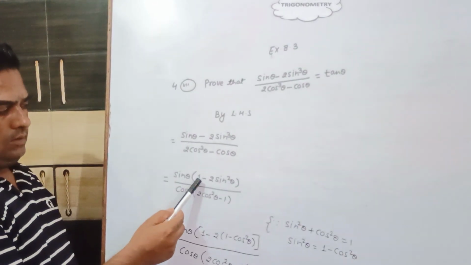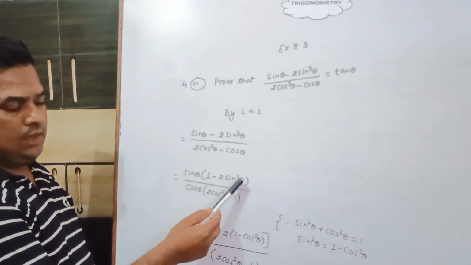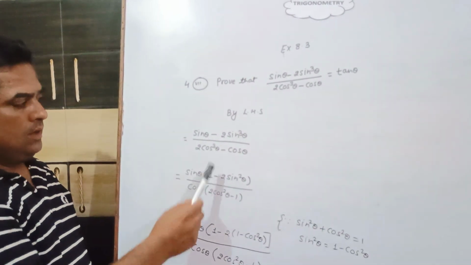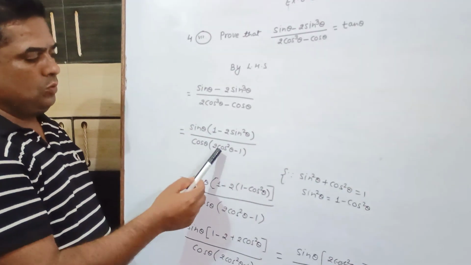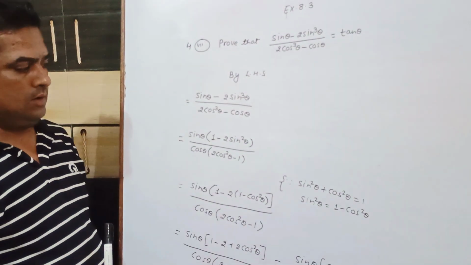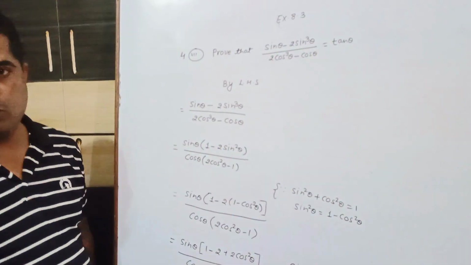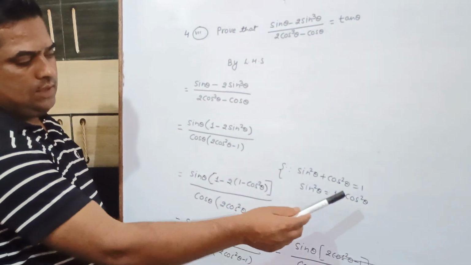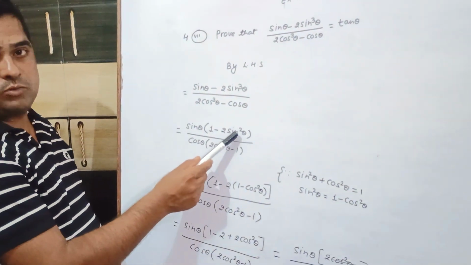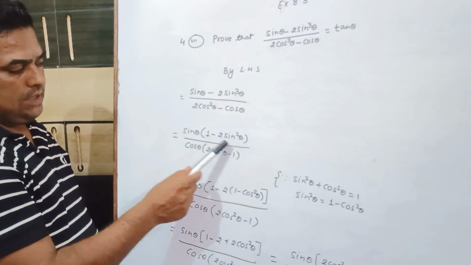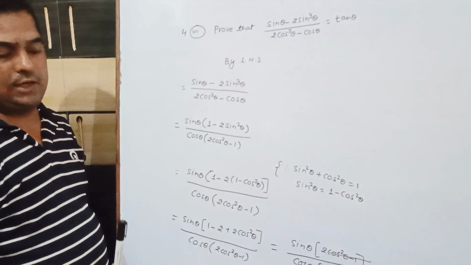Sin theta is common. We will write here 1 minus 2 sin square theta, since this is sin cube theta. In the denominator, cos theta is common, so we write cos theta times (2 cos square theta minus 1). Now we know sin square theta plus cos square theta equals 1, so the value of sin square theta is 1 minus cos square theta. In the place of sin square theta, we are putting 1 minus cos square theta by using this identity.